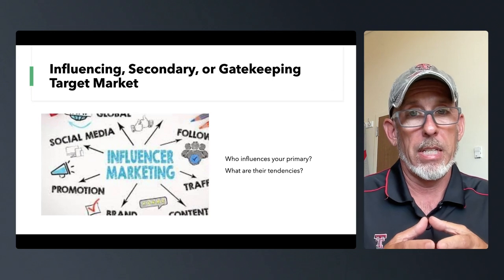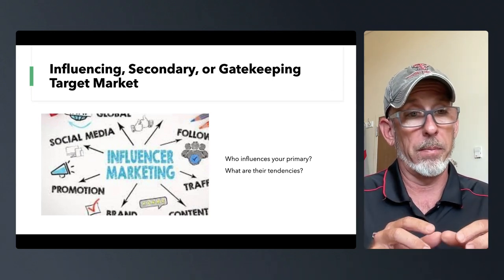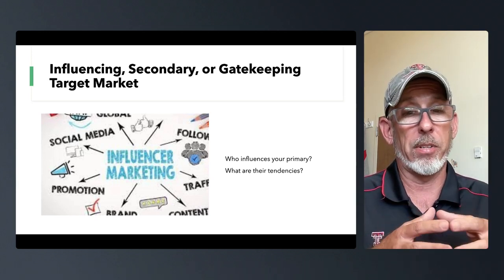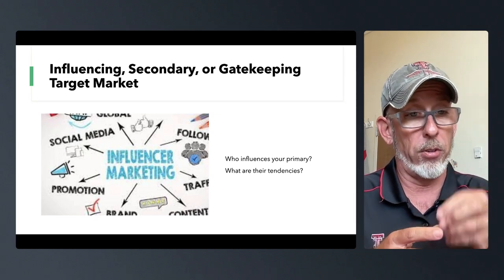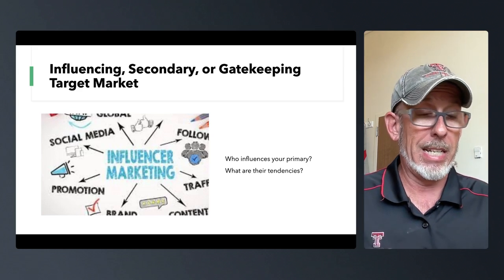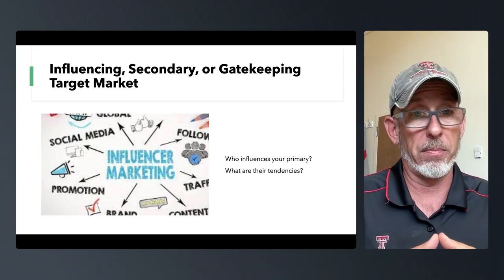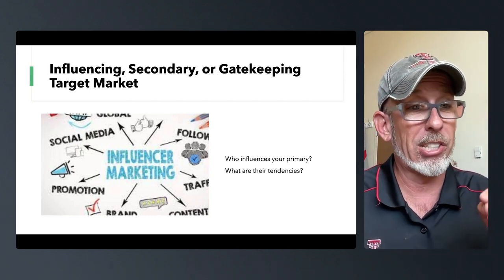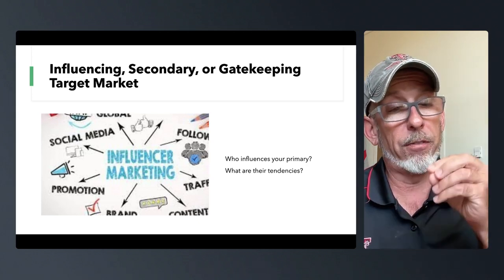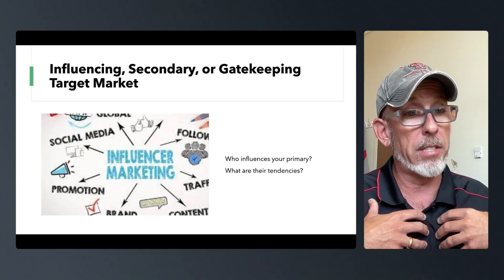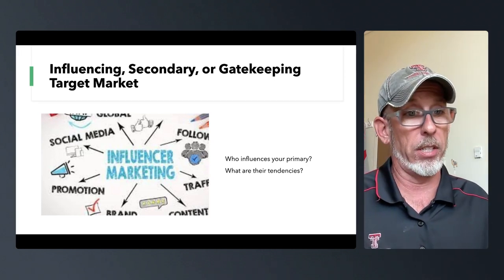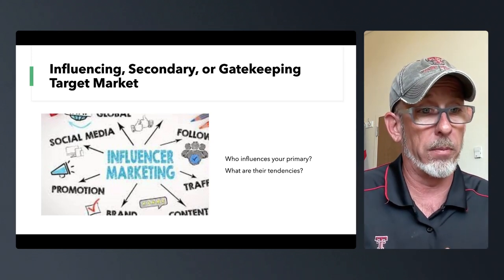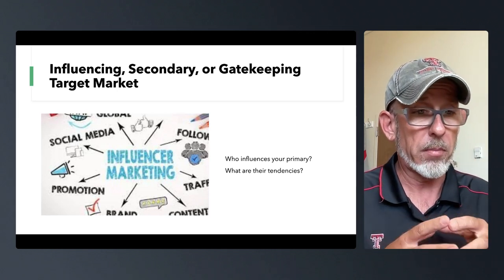The second part of this is what's called the influencing market. It's often also called secondary, gatekeeping, anything like that. These are the people that are going to influence your primary customer in a buying or thought process decision. So the question is, who influences your primary and what are their tendencies? We can actually market to an influencing audience. Or, as we see these days, we ask an influencer who already has an audience to get to that primary group we want.